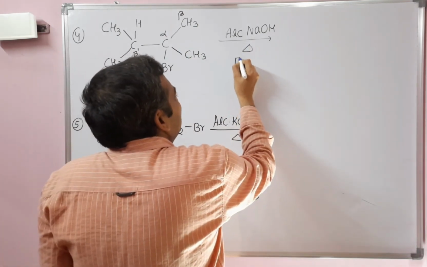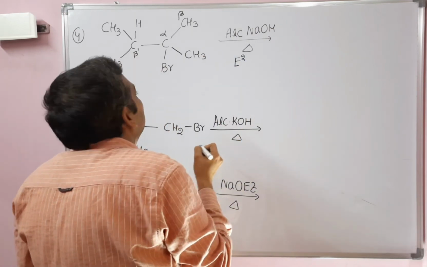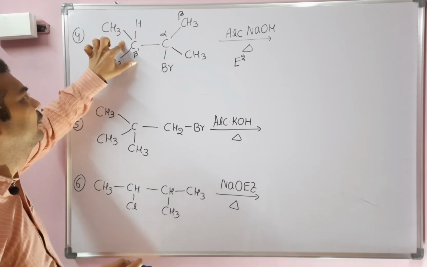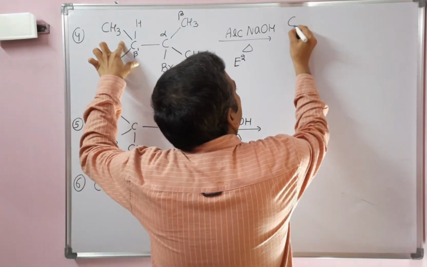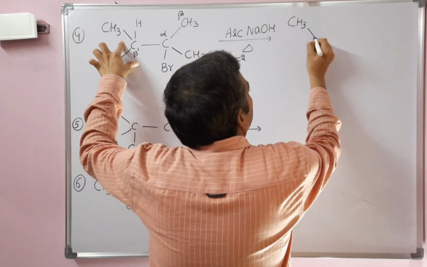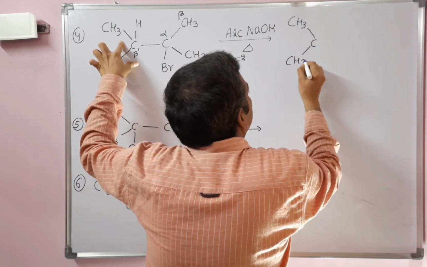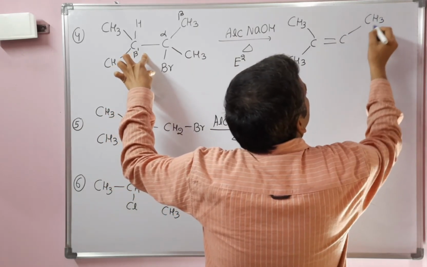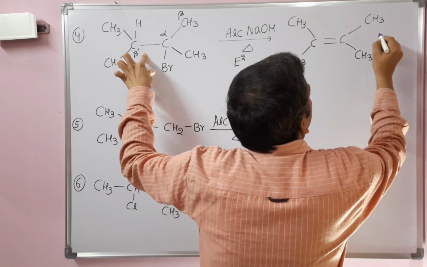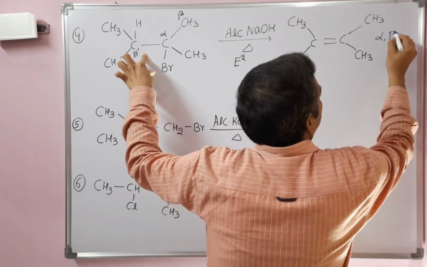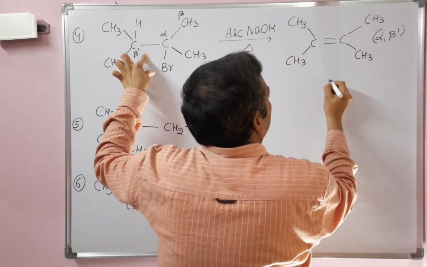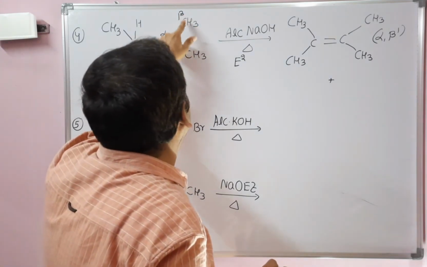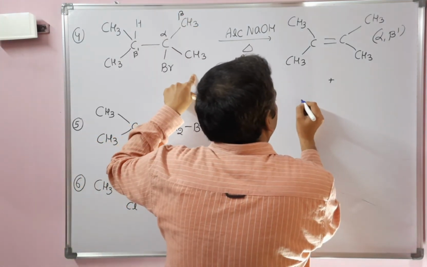Since it is a strong base, definitely it is an E2 elimination reaction. We will write the first product. Suppose we assume the base abstracts a proton at beta prime, then the product obtained is CH3, C, CH3, double bond, C, CH3 and CH3. This is the product obtained when the base abstracts a proton between alpha and beta prime carbon, and the other isomer is obtained if the base abstracts a proton at the beta carbon. This is also beta, this is also beta, we can write only one beta.